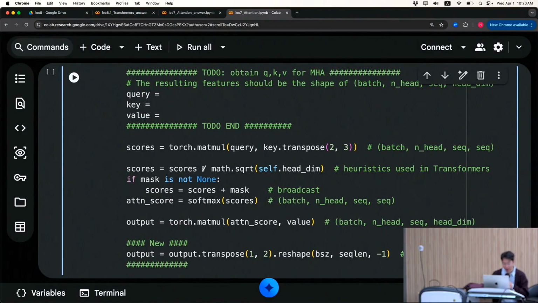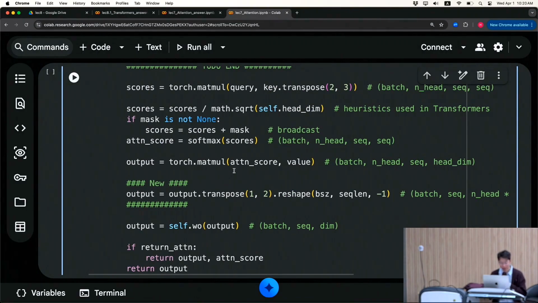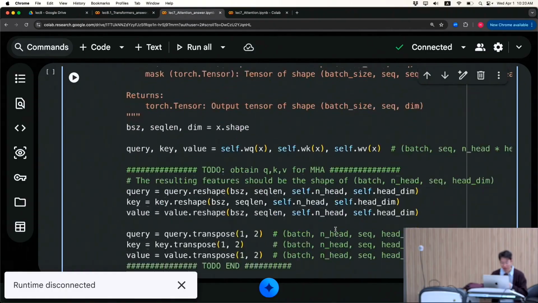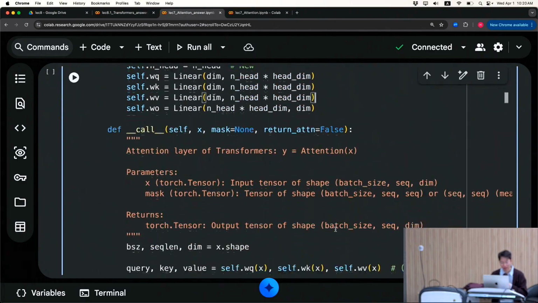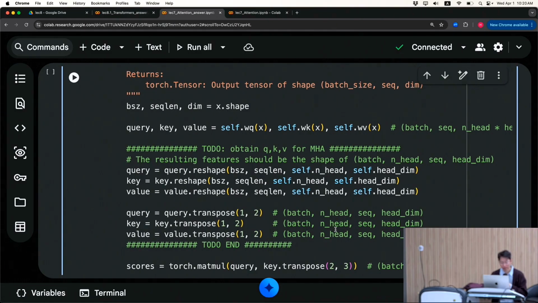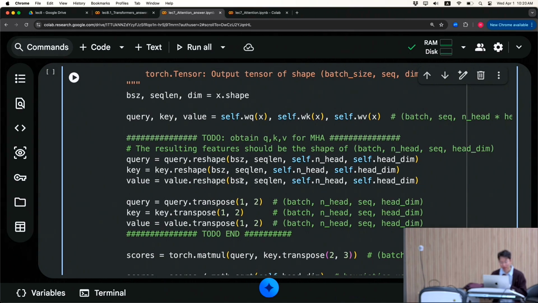Okay. Has anyone finished? Okay, most of you. Let's look at the solution. There's no one correct answer. There are many different ways to do this. So this is one example solution.